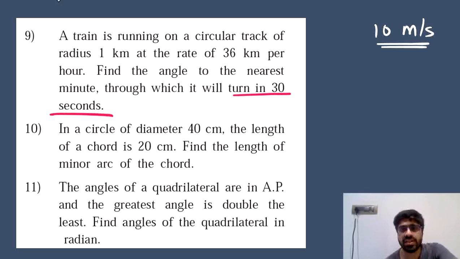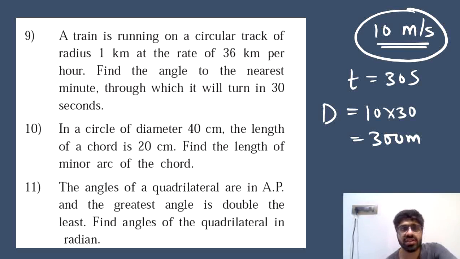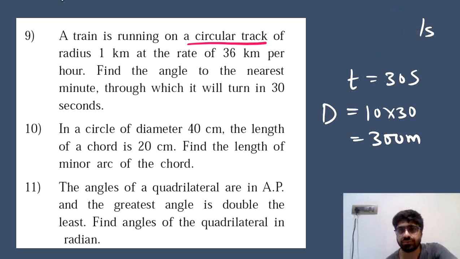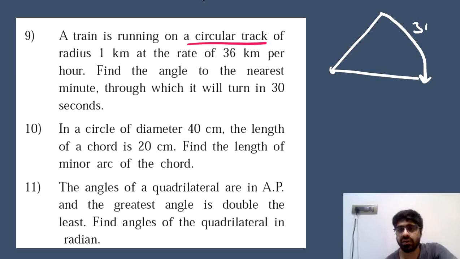The time given is 30 seconds. So at a speed of 10 meter per second and in a time of 30 seconds, the distance traveled is going to be speed into time, that is 10 into 30, which is equal to 300 meters. And that distance is basically being traveled on a circular track. Let's say that's the train moving on a circular track. It's traveling 300 meters, and the radius of the track is 1 kilometer, that is 1000 meters.